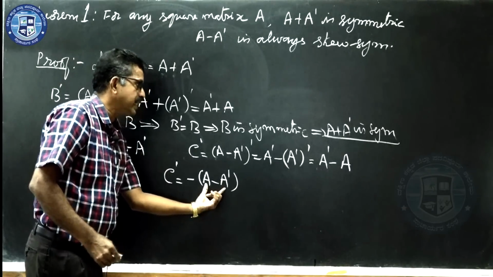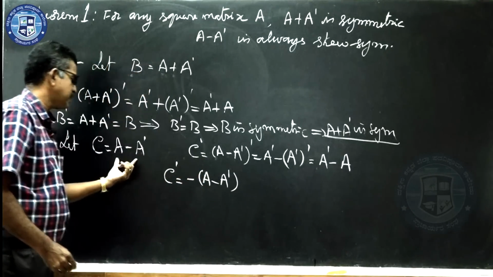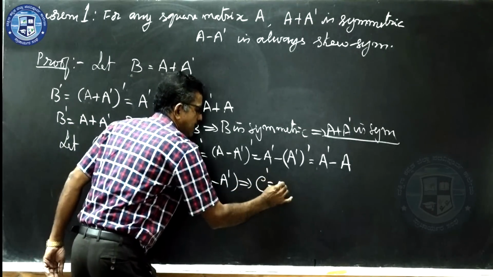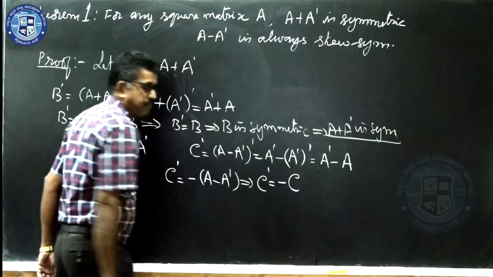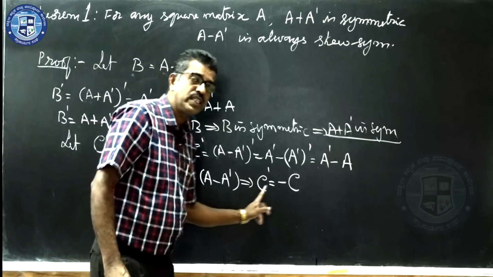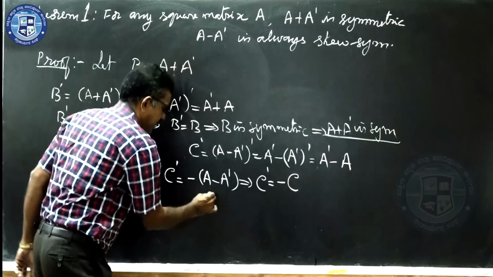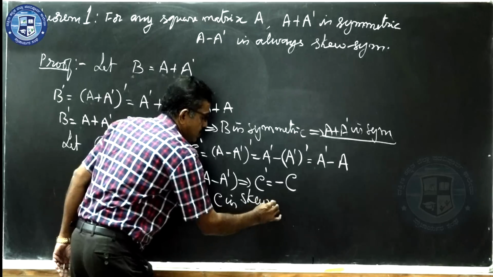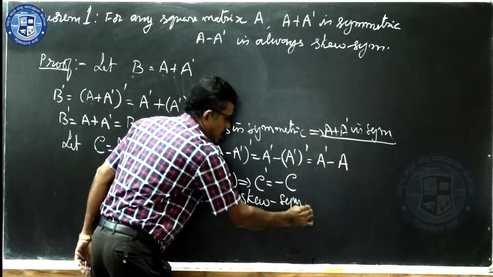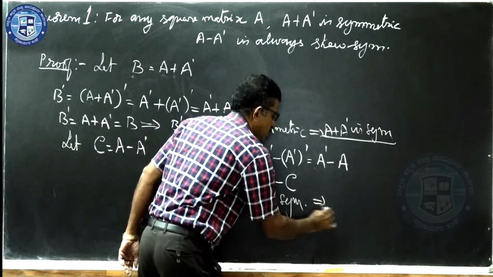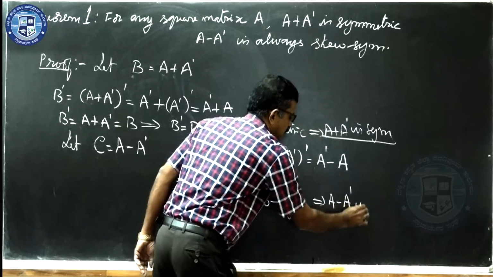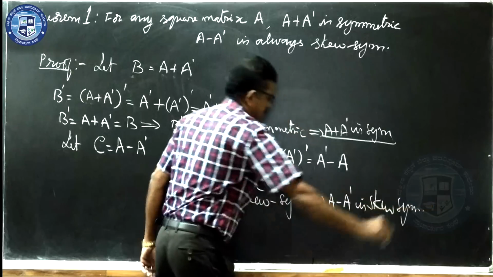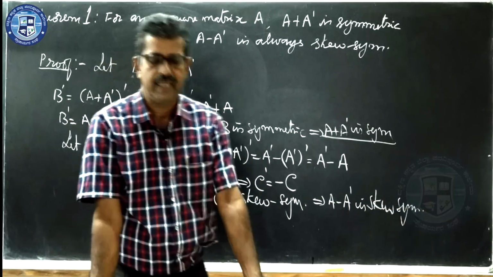So, what is A minus A dash? A minus A dash is nothing but C. That is why we have it further implies C dash is equal to negative of C. What do you mean by C dash is negative of C? This indicates C is skew symmetric, the condition for skew symmetric. C means A minus A dash is skew symmetric. Okay. So, that is a standard result.